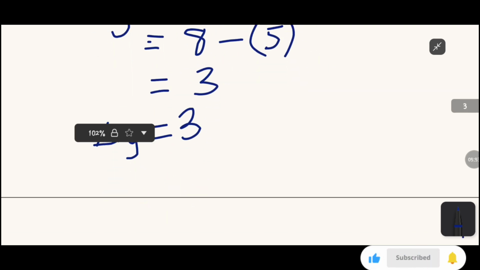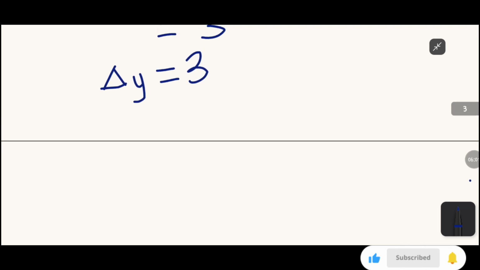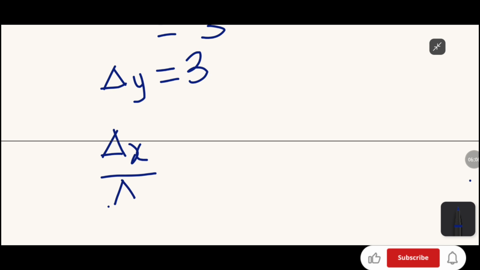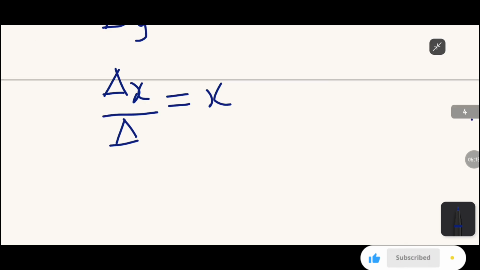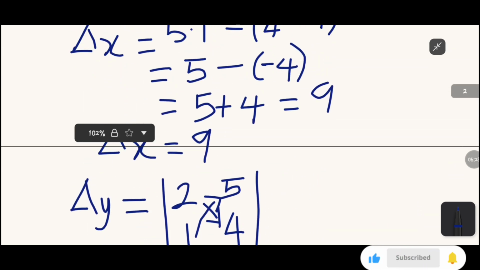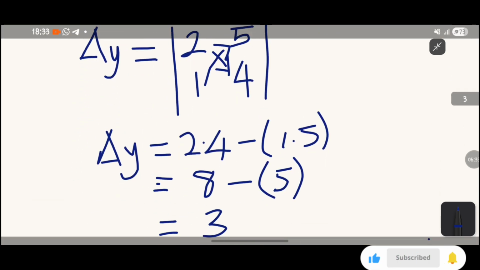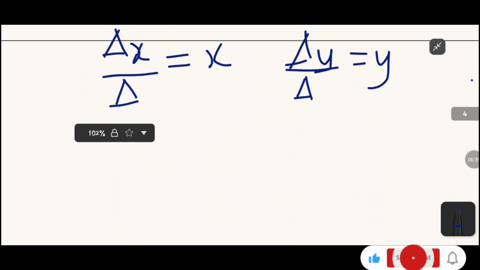Now, for us to find the value of x and the value of y, delta x over delta is going to give us x, because delta will cancel delta. And also delta y over delta is going to give us y. So we go back and look for the values of delta x, delta y and delta. Delta is 3, delta x is 9, and delta y is 3.